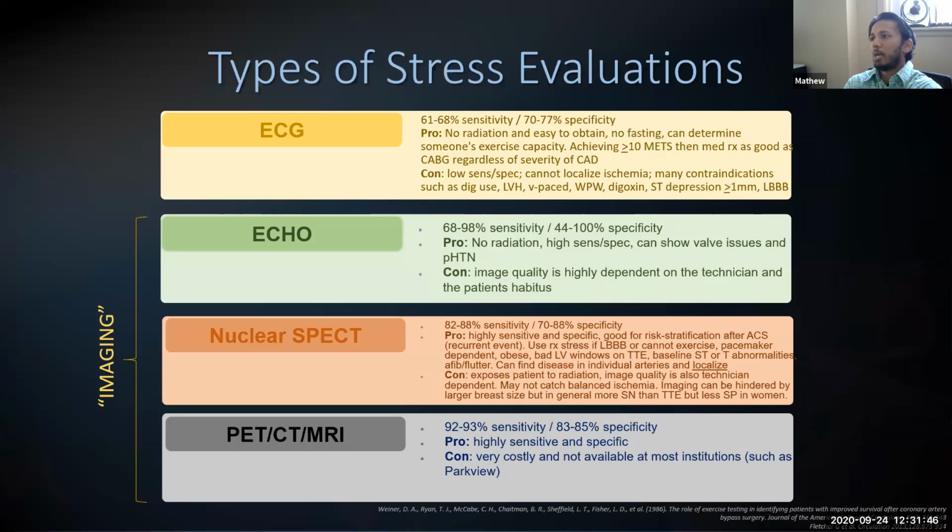It's a type of evaluation of your different stresses. You have your ECG, your echo, SPECT, and then the PET CT MRI. PET CT MRI, I'm not going to spend too much time on because that's really only present.